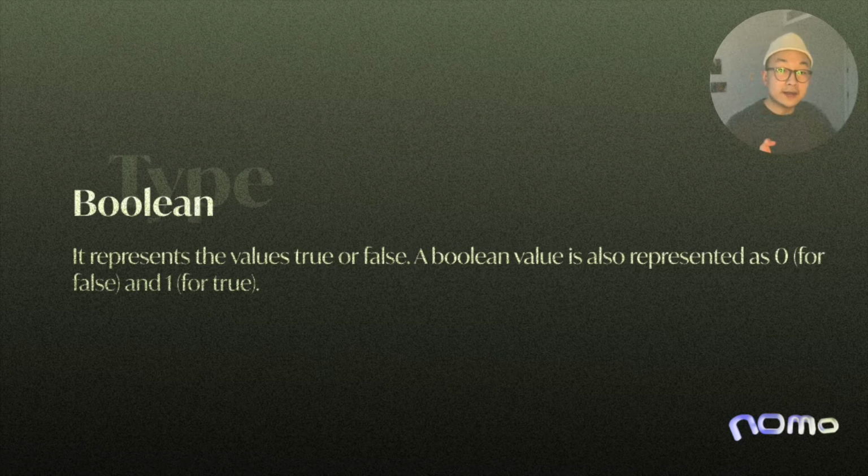Next up, Boolean. This data type represents the value of true or false, these two. When working with the Boolean data type, it is helpful to keep in mind that sometimes a Boolean value is also represented as 0 for false or 1 for true.